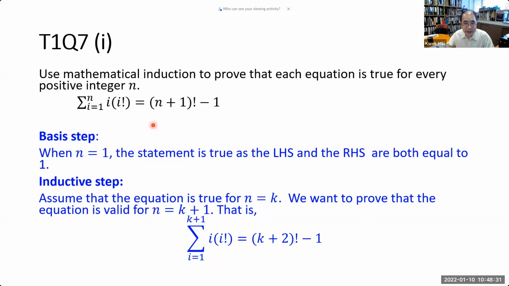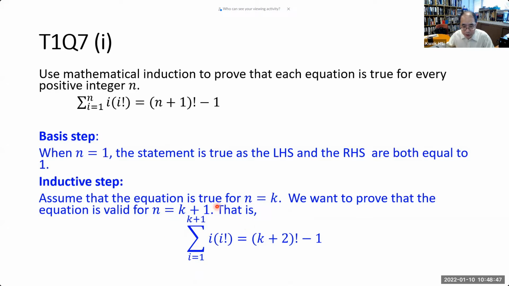So the idea is like that. If 1 is true, then k is equal to 1. That means 2 is true. When 2 is true, then 3 is true, and so on. In this way, all the integer values will be correct. Yeah. So this one is what we want to prove.